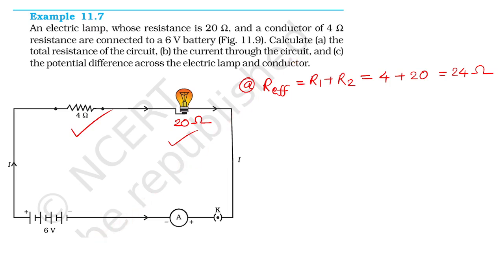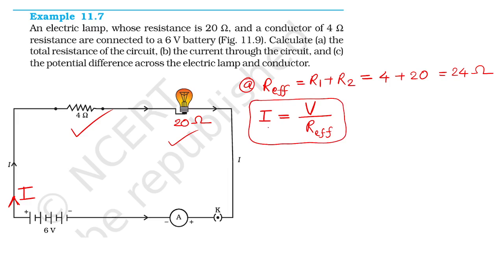The current through the circuit is very simple. The circuit current or battery current is our question. Battery current means the current originating from the battery. That is the second question. Remember, the current originating from the battery, as per Ohm's law, is battery voltage by effective resistance. I suggest you memorize this formula so that you will not have any confusion. This is actually Ohm's law, not a new thing.